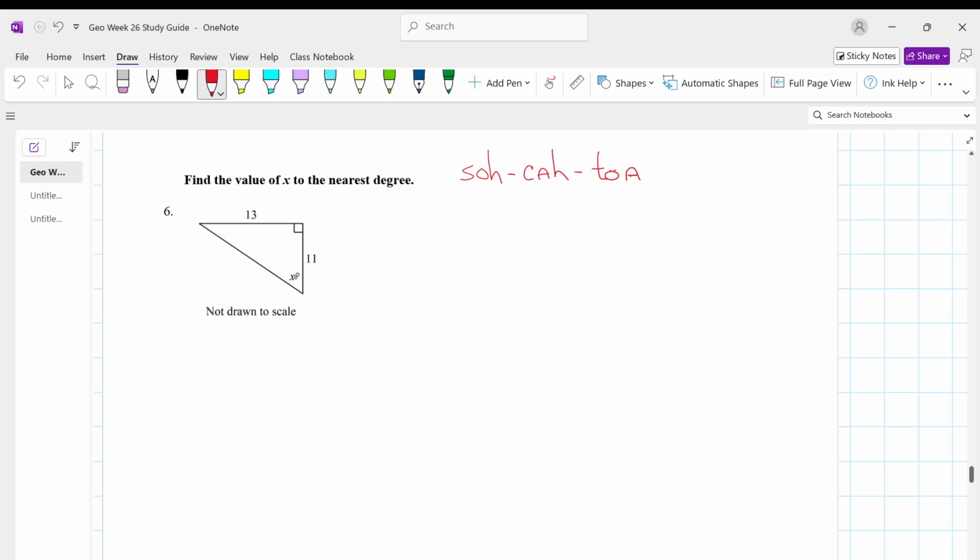All right, again, we're finding an angle, and we've got opposite and adjacent. Tangent equals opposite over adjacent. We're finding an angle, so we're using inverse tan of the opposite side, which is 13, over the adjacent side, which is 11, to the nearest degree. That's 48 degrees. Yep, 48 degrees.